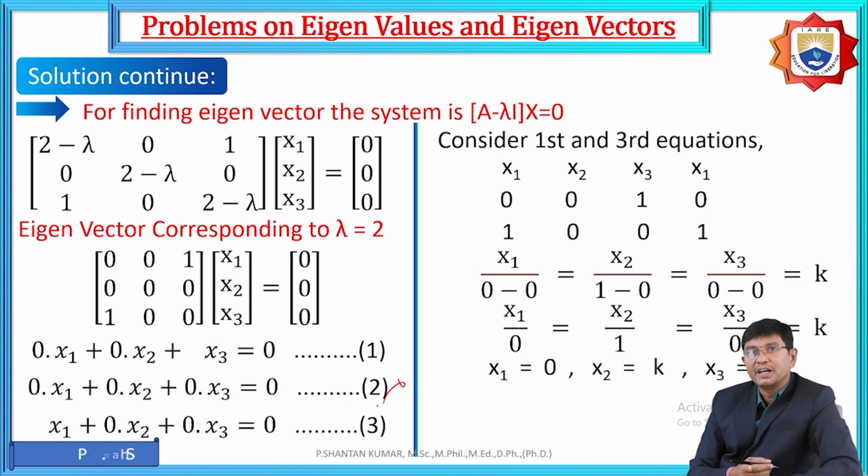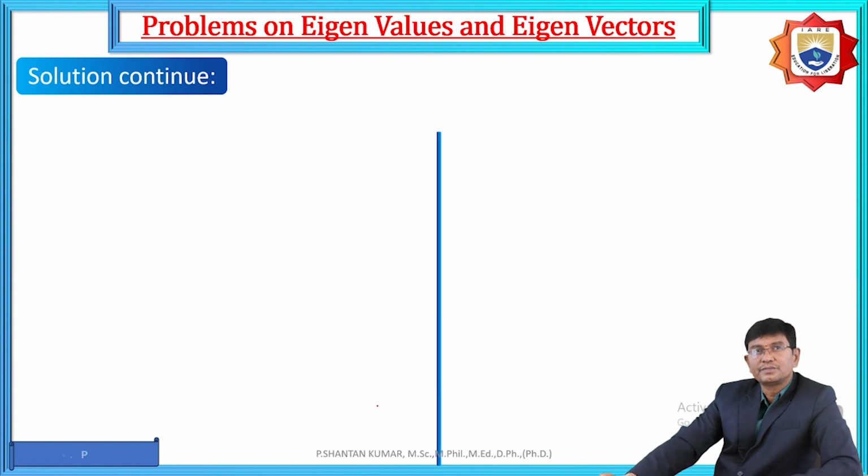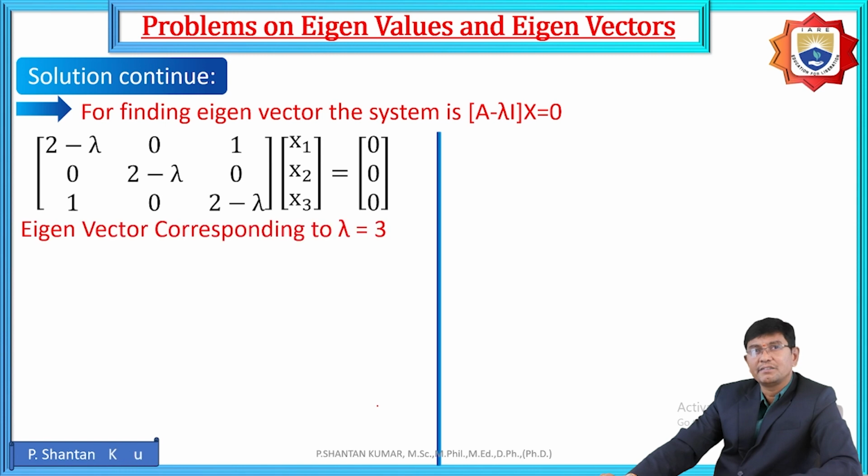Therefore, x2 is equal to k, because x1 is equal to 0. It is already easily identified from the equations that x1 is equal to 0 and x3 is equal to 0, and for x2 there is no number. That means we assume k is an arbitrary constant. That means we assume 1 as the value, or 0, minus 1, 0 also no problem. Depending upon the k values, we get different vectors. And similarly, for lambda is equal to 3, the eigenvector.